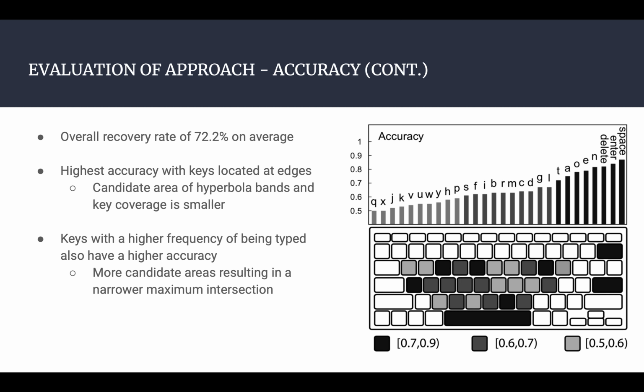Also, the key frequency played an effect. You'll note that Q and W are also on the edges of the keyboard, but were not as accurately identified as the character E. Well, Q and W tend to be typed less frequently than the character E or T. And since those characters are typed more frequently, they have more candidate areas to narrow down the maximum intersection and pinpoint the key that was typed based off of the acoustic emanations picked up.